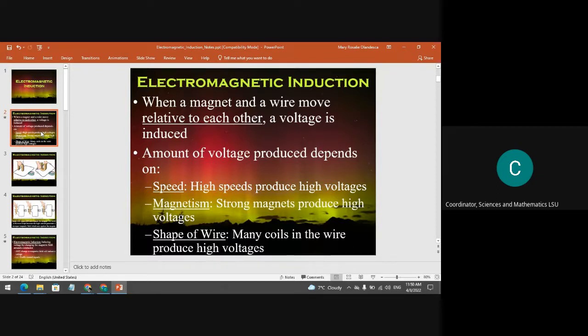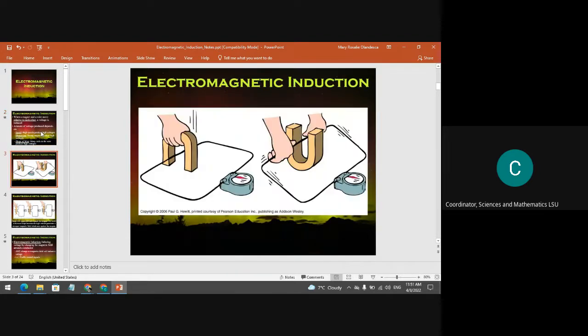Naturally, the amount of voltage that is being produced depends on three factors, which are the speed, the magnetism, and of course the shape of the wire. The higher the speed, the higher the voltage it induces. The stronger the magnet, the higher the voltage it produces. And the more wires or coils there are in the wire, the higher the voltage it will produce.